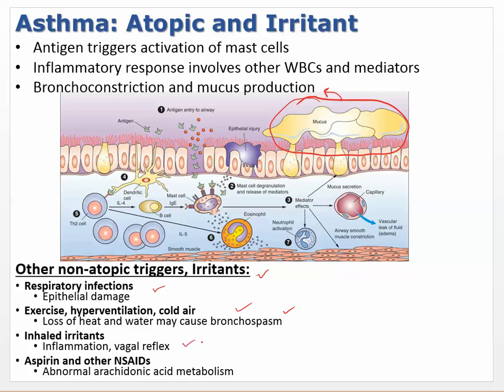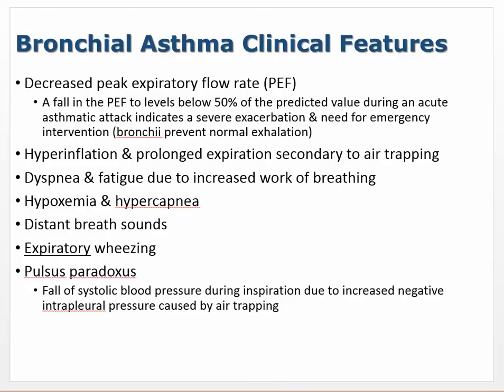Inhaled irritants for some people, inflammation, vagal reflex, which is part of your rest and digest. It's more of a rebound mechanism, your vagus nerve. Aspirin and other NSAIDs can also cause it in some cases. Abnormal arachidonic acid metabolism. Remember, that's how those leukotrienes were made. Okay, so these are just some other non-atopic or irritant associated triggers for asthma.